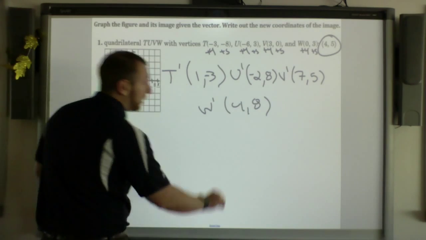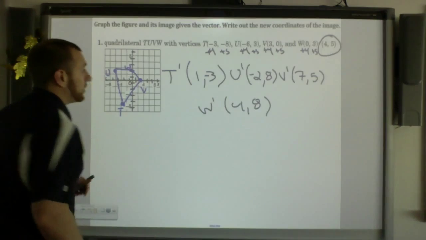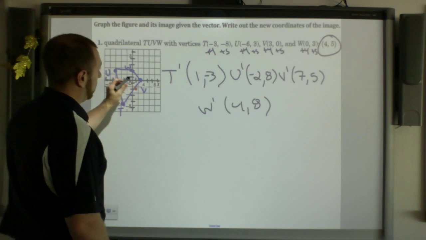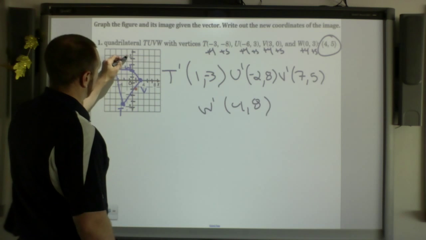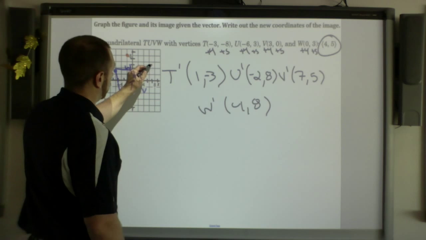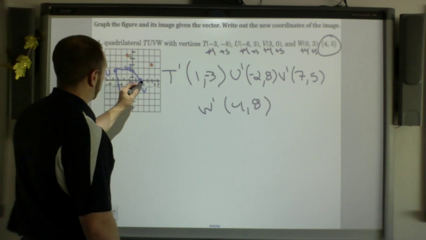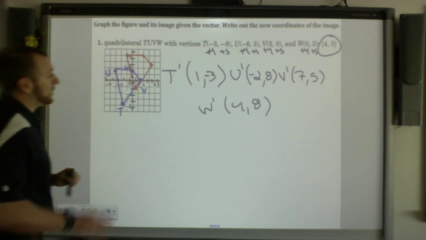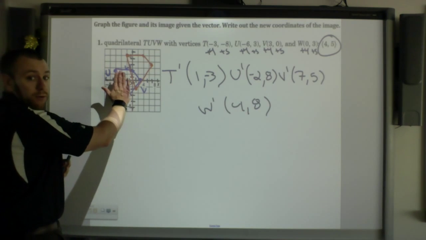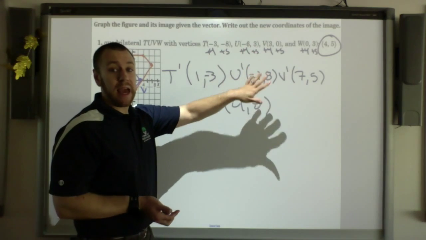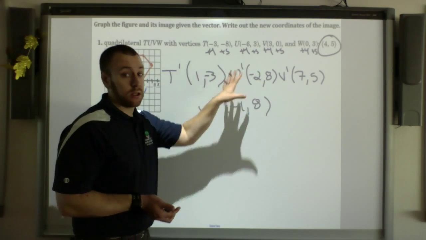Now if I plot this: 1, -3, -2, 8, 7, 5, and 4, 8. Do you see that this blue figure moved to the right and up? That's just because I added the vector to those points.